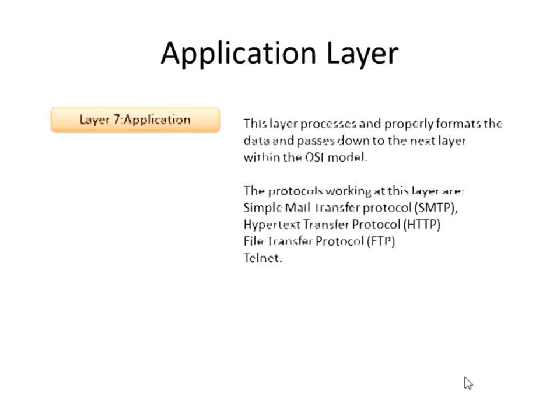Let's look at the function of each layer from the top to the bottom. The application layer works close to the user and provides file transmissions, message exchange, and terminal sessions. This layer processes and properly formats the data and passes the data down to the next layer within the OSI model. Some example protocols that work at this layer are Simple Mail Transfer Protocol (SMTP), Hypertext Transfer Protocol (HTTP), File Transfer Protocol (FTP), and Telnet.